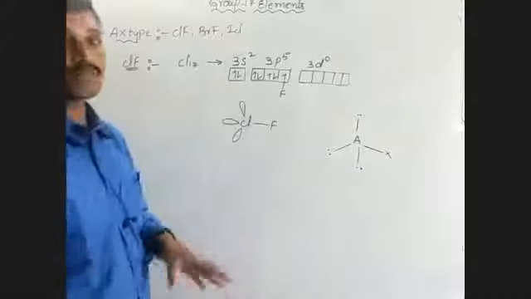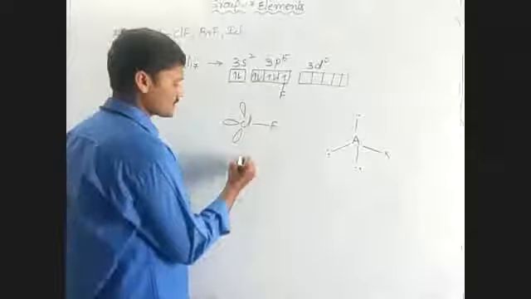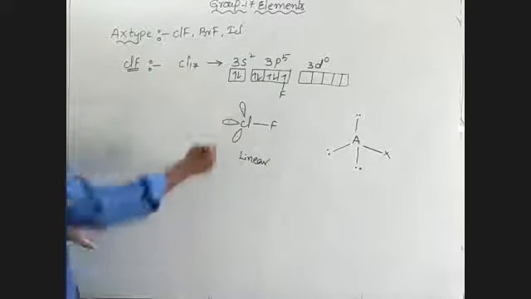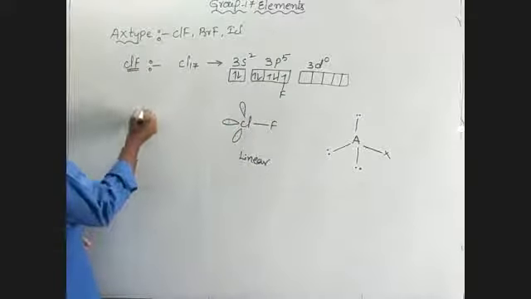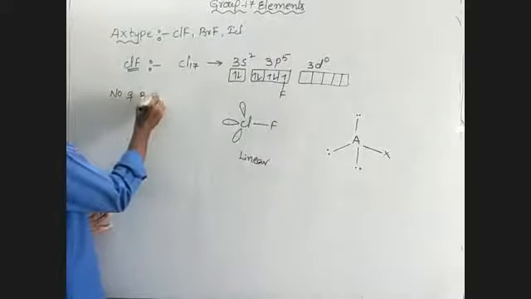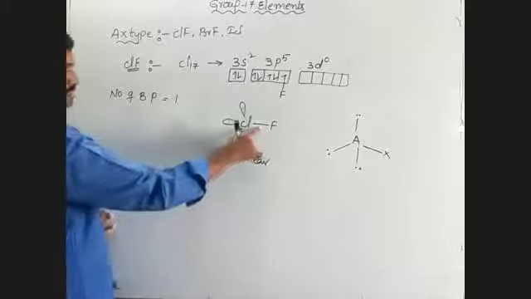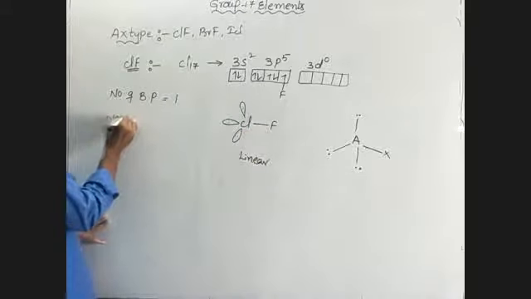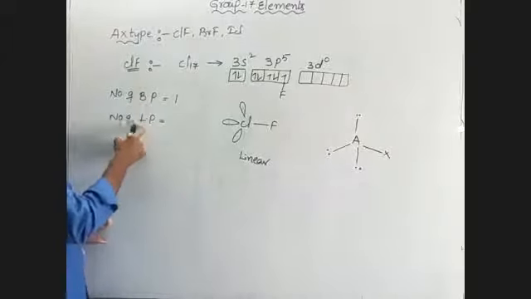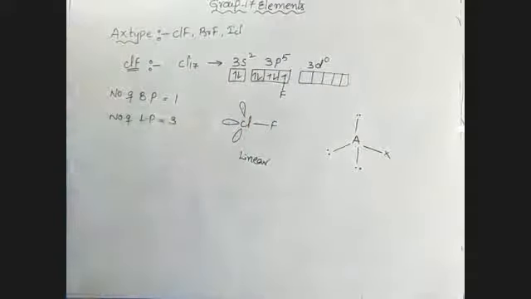Shape is based only on the bond pair. So this is the bond pair, and it looks like a linear shape. In this ClF, first the number of bond pairs: only one bond pair. BP is bond pair, LP is lone pair. The number of lone pairs is 1, 2, 3. Three lone pairs are present here.